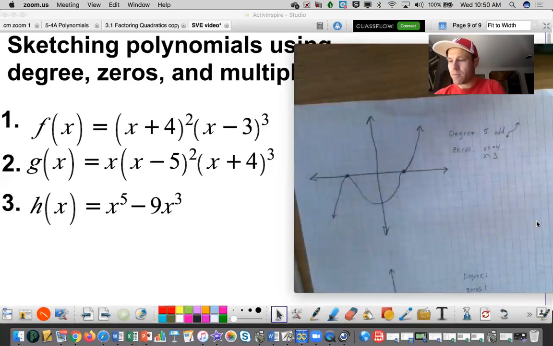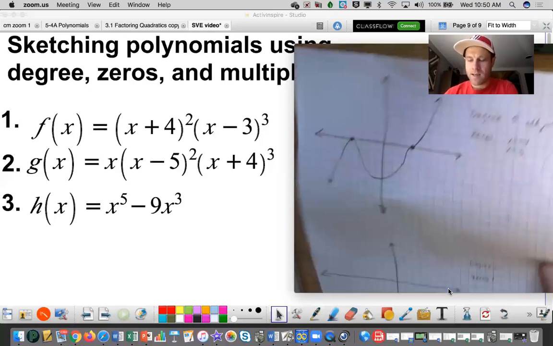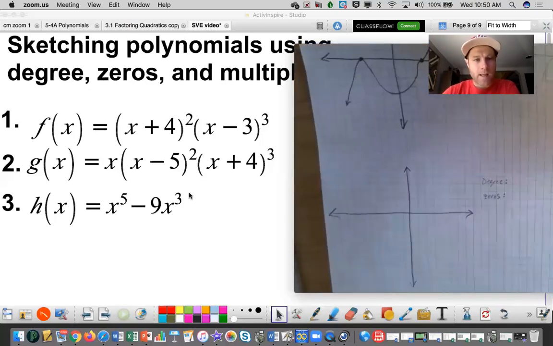So the second example we have is going to have 3 zeros this time.